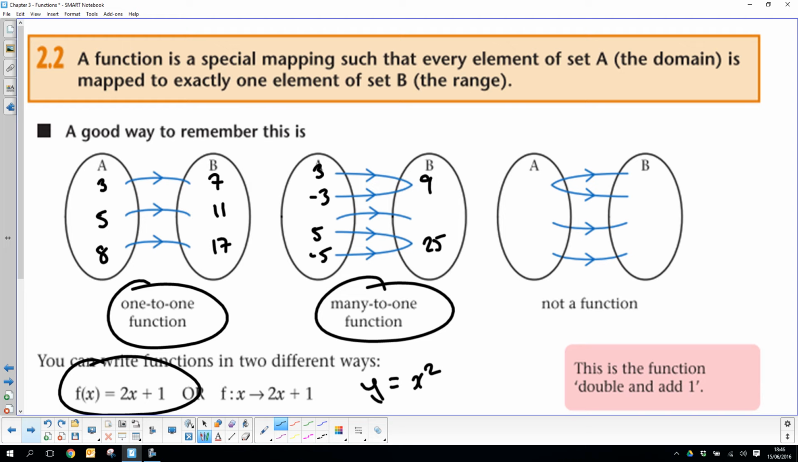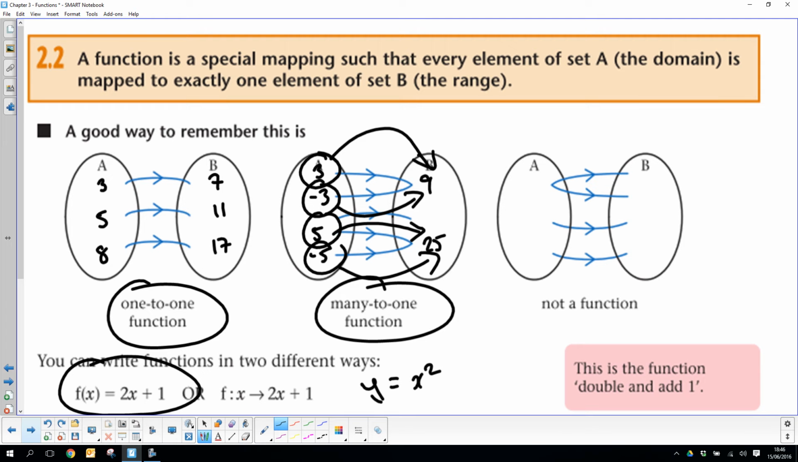What's important is that 3 just maps onto 9. It may well be that minus 3 does as well, but 3 doesn't map to anything else. That's what we're talking about when we say a one-to-one function or a many-to-one function. The members of the domain only map to one member of the range.